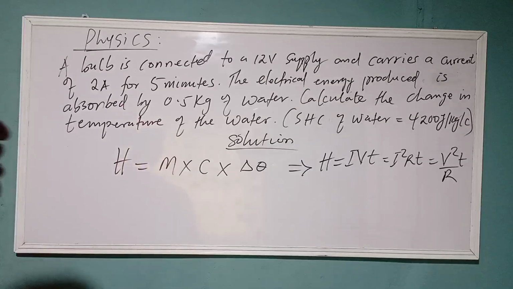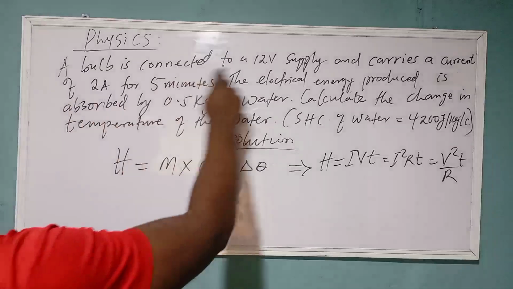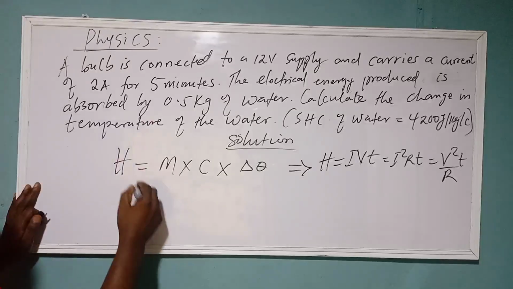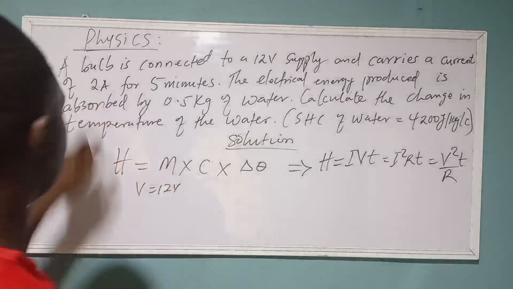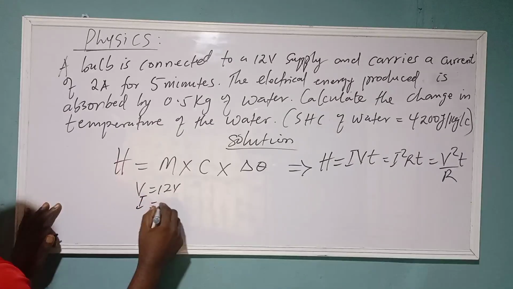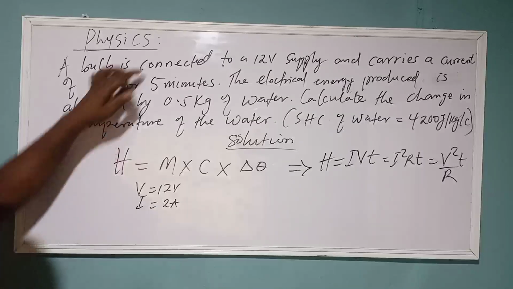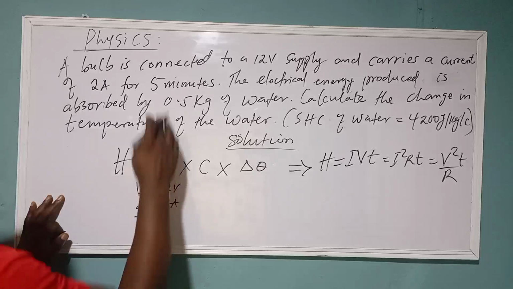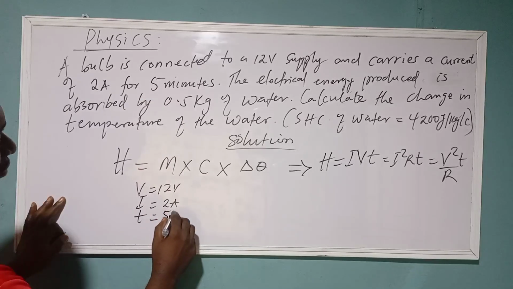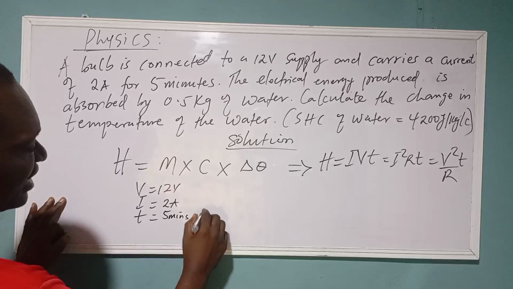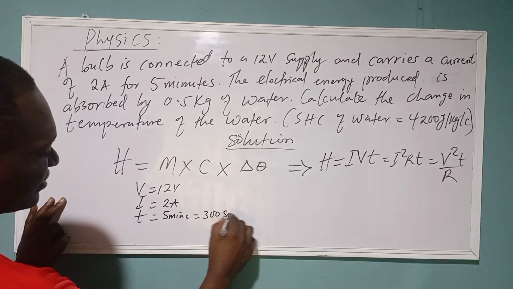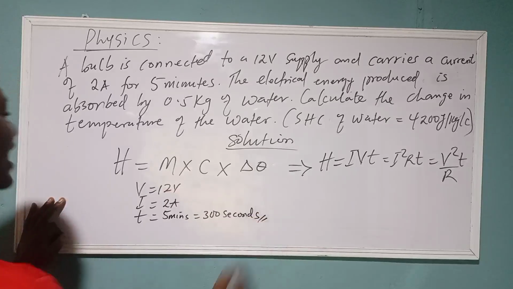Now, we have 12 volts, that means voltage is equal to 12 volts. Then we have a current, I, which is equal to 2 amperes. And we have time, that's T. Time is 5 minutes. Remember, we have to convert these minutes to what? Seconds. So 5 times 60 gives us 300 seconds.